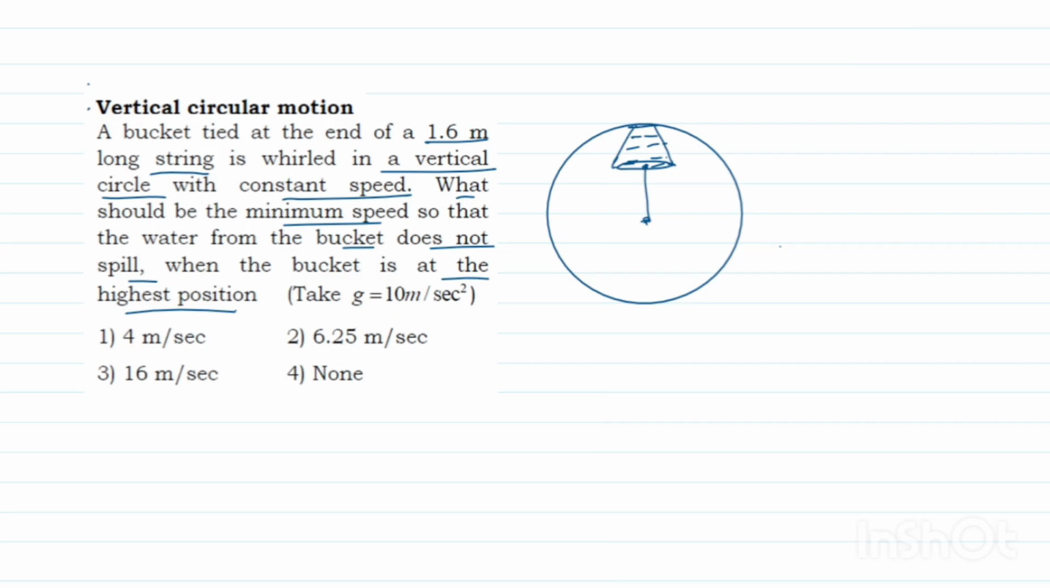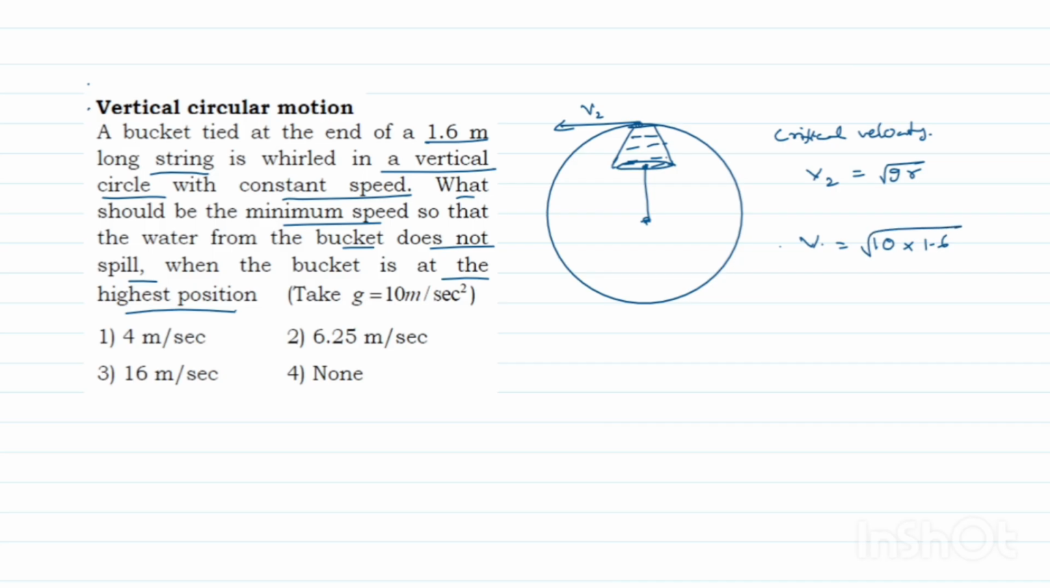Now at the highest point in vertical circular motion we call it the critical velocity. Here this is the critical velocity, v2 like that. So v at the highest point is nothing but root over g r. This is the critical velocity at the highest point. So here v equal to root of g into r. The g value is given as 10, and r value is 1.6 meter.